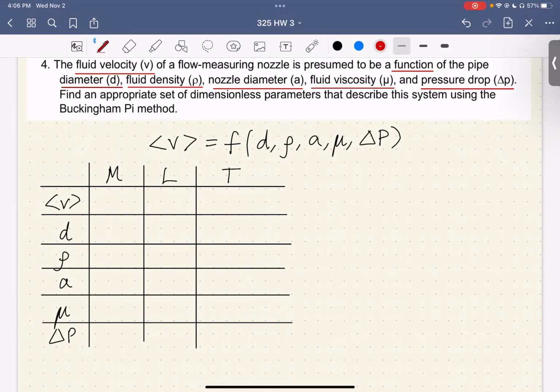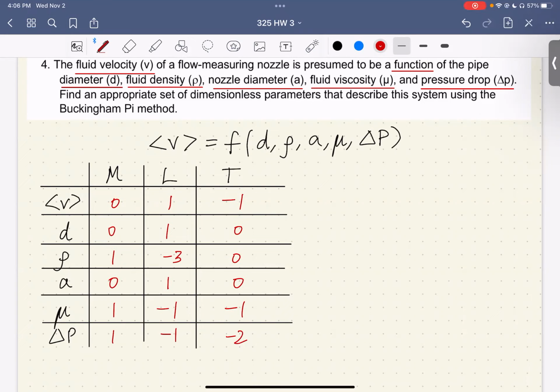We have velocity. We know that is length over time. So we're going to write 0, 1, -1. We know diameter is a function of length. So 0, 1, 0. And then rho, we know is 1, -3, 0. And we have, again, another diameter. So that's 0, 1, 0. And then we have mu, which is 1, -1, -1. And delta P is 1, -1, -2. If you're confused about how I got these values, please take a look at those quiz section slides.